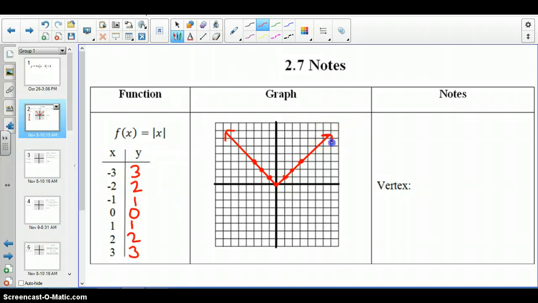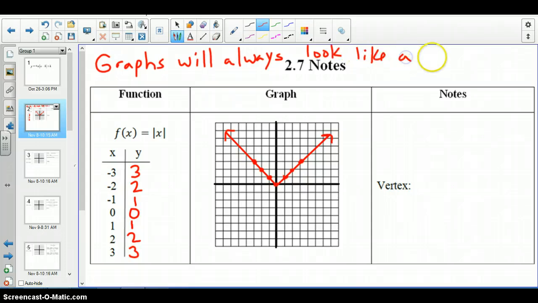Okay. Now, what does this graph look like? Okay, it looks like a V. So absolute value graphs will always look like a V. Now that V may point upwards like this, or it may point downwards like this. Now a vertex is where two lines intersect. The vertex of this is 0, 0.